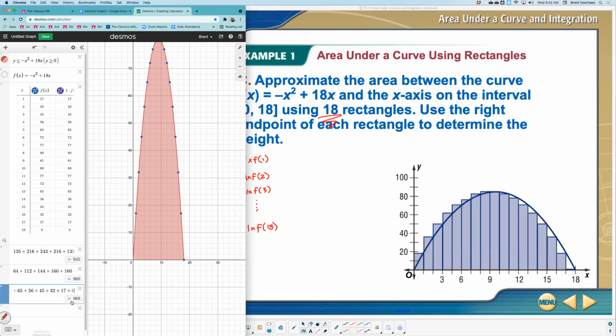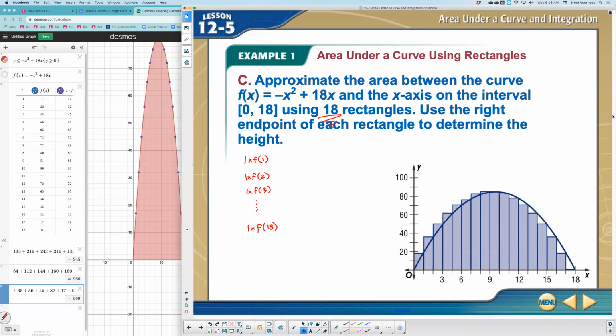Now, I'm not saying I didn't make any mistakes, but it appears to me that this area is 969. So this time we'd have 969 units squared for our area.